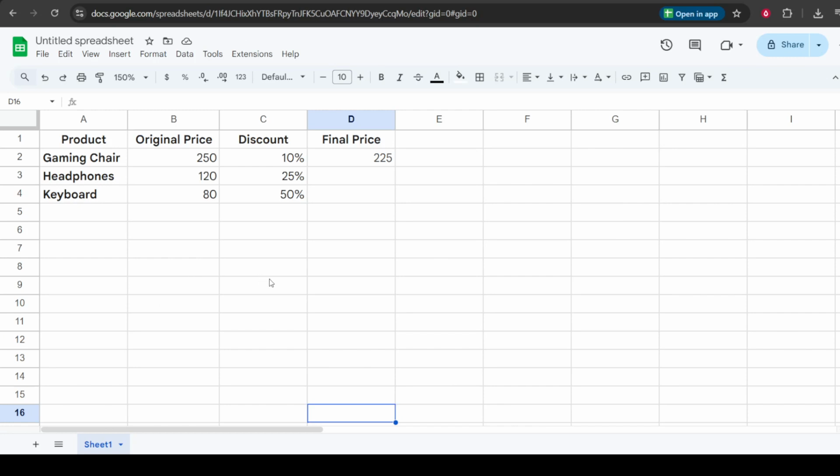Here's the idea. Instead of subtracting the percentage from the original value, you multiply the original value by what remains after the discount. For example, taking 20% off means you keep 80% of the value.